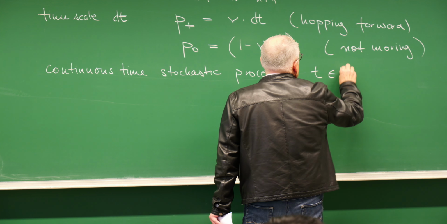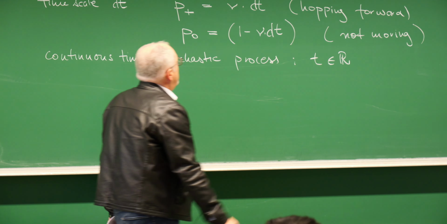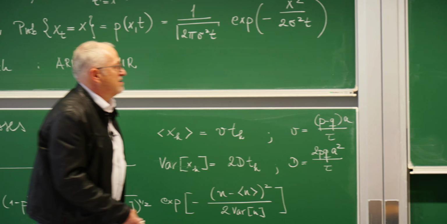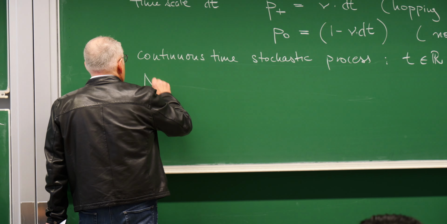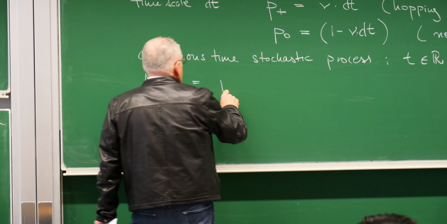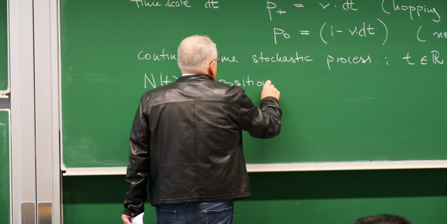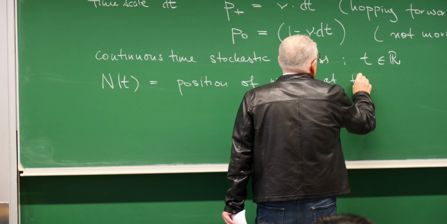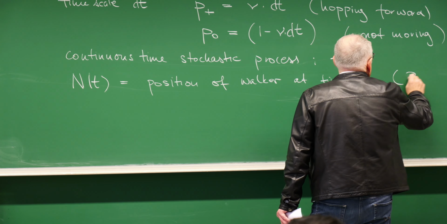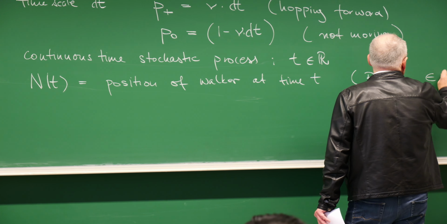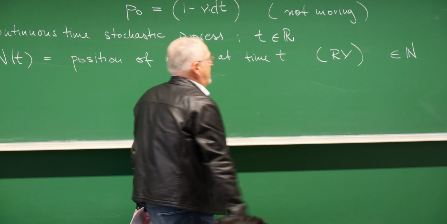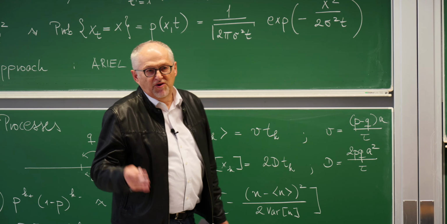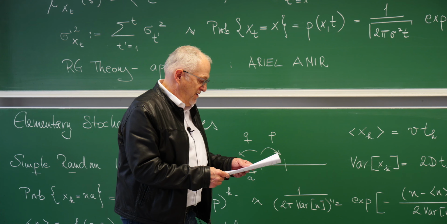Where time is now a real variable, but it's still a hopping process, so it's discrete in the stochastic variables. My stochastic variable, n of t, is the position of the walker at time t, and that is my random variable, and this is an element of the natural numbers. Let's say I'm starting counting at 0, and then things just move in the forward direction.